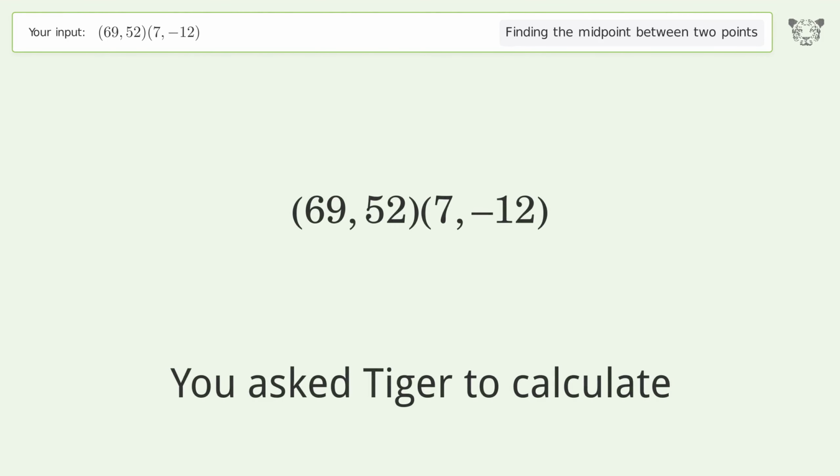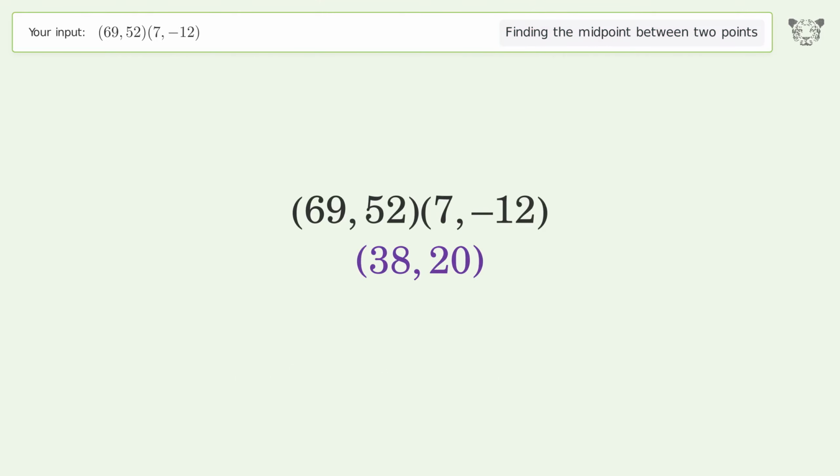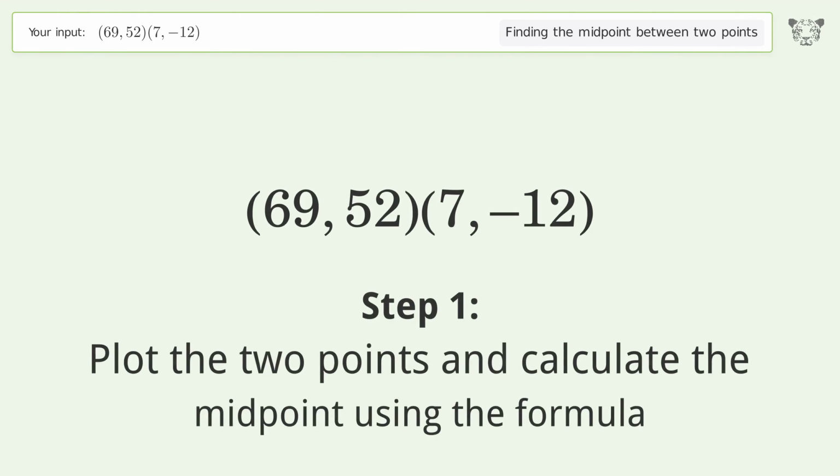You ask Tiger to calculate. This deals with finding the midpoint between 2 points. The midpoint between the 2 points is 38,20. Let's solve it step by step. Plot the 2 points and calculate the midpoint using the formula.